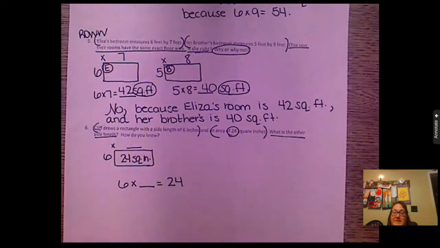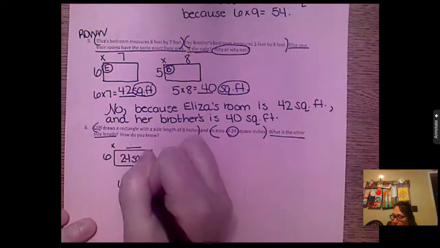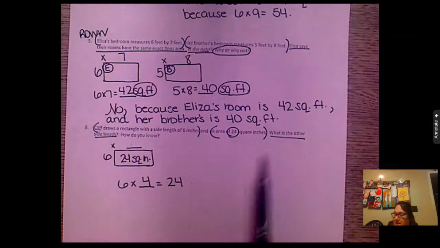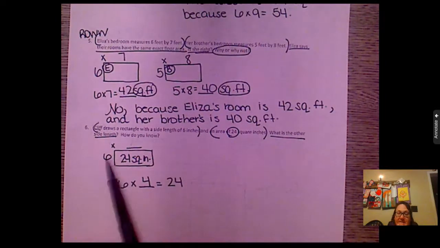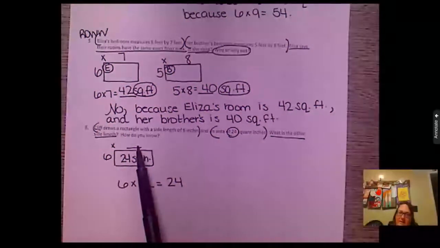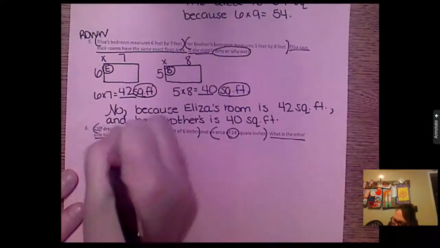Okay, so if we count by sixes, we've got 6, 12, 18, 24. Stop. What's my answer there? 4, right? So 6 times 4 equals 24. So here's what I was thinking, but I didn't want to say. If I put 6 there and 4 there, what's wrong with that? 6 is my longer side, right? So I'm going to stick my 4 there and my 6 there.